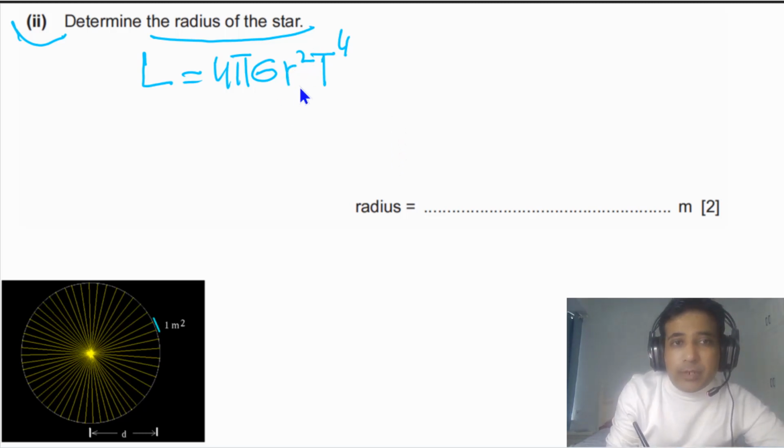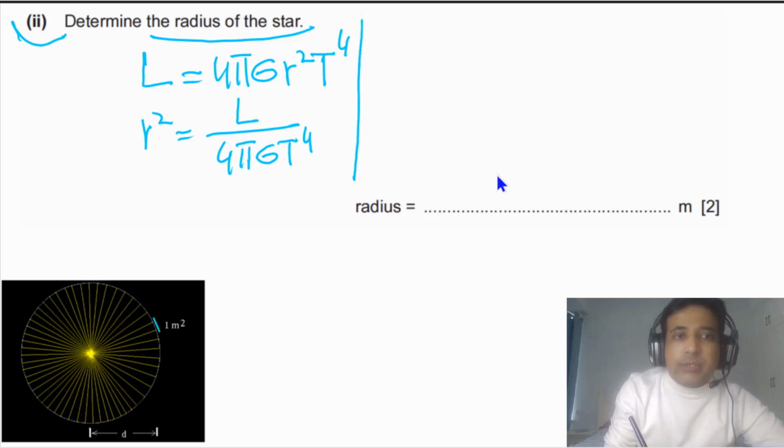We can write down in this case R squared equal to luminosity divided by 4 pi, we have sigma and here we have T to the power of 4. So we need to find out the radius in this case. We need to find out the radius, so we can take the square root on both sides. Square root means the power of this one is 1 by 2. And now simply we need to plug in values.